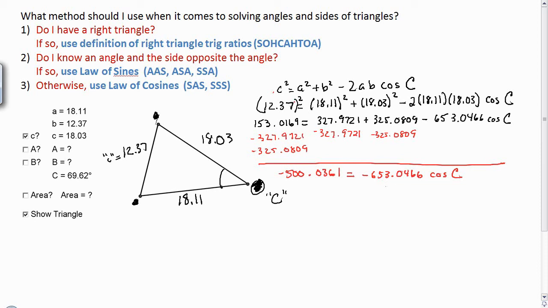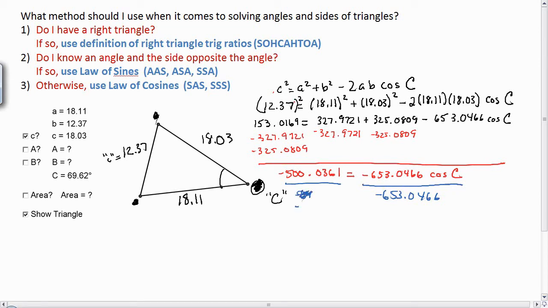The reason I had to do that first is now I have to take a different approach when it comes to getting cosine of C by itself, because I need to divide this by negative 653.0466. Before I subtracted, now I divide. So negative 653.0466 being divided on both sides. If I take my calculator and divide negative 500.0361 by negative 653.0466, I hit enter, and I'm getting a number of 0.7657, and that equals the cosine of C.